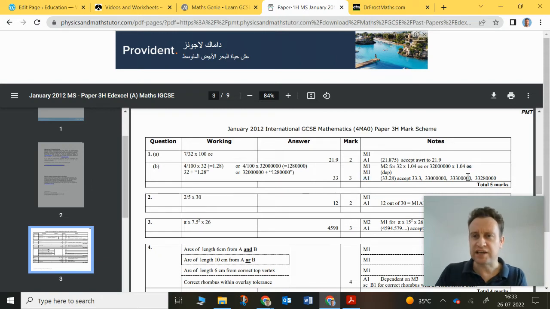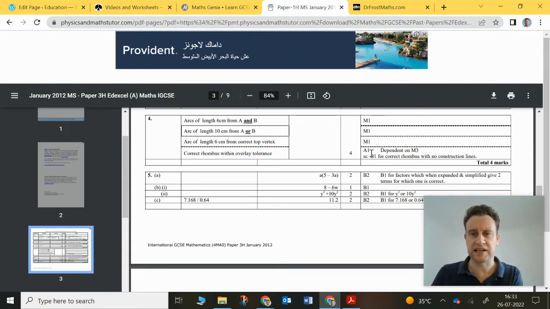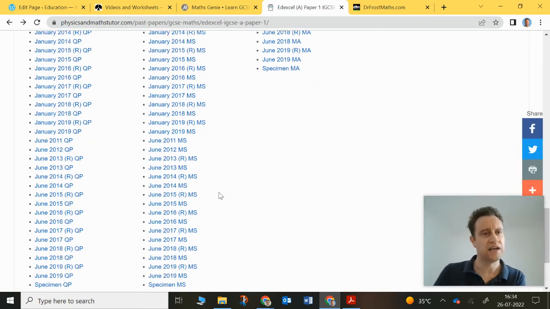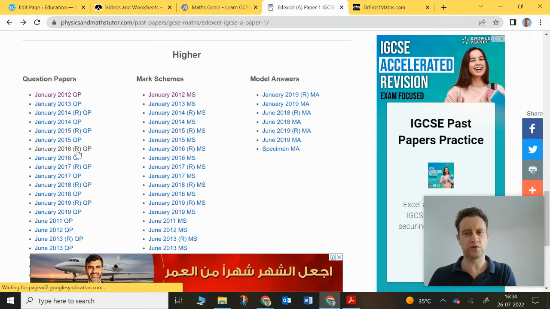Okay, little things like OE stands for or equivalent. So maybe you've got a different calculation which gives you the same answer. Or maybe you've written something as a decimal instead of a fraction. It says here, for example, in this case, your A1 mark is dependent on M3. So you're going to need to get your method marks right before you get that accuracy mark right. Okay, I can go on forever with these things, but you can see this is a massive and great resource. You can see some of these have R in them. So that just means it's a different regional paper.